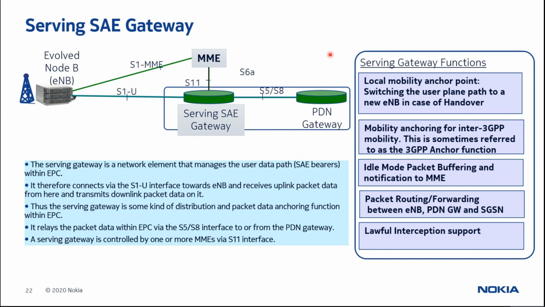So that data is actually buffered inside the serving gateway, and that is why you call it an anchor point. One of the key aspects of this anchor point is this: switching the user plane path from one eNode B to the new eNode B in case of handover is actually done by serving gateway.